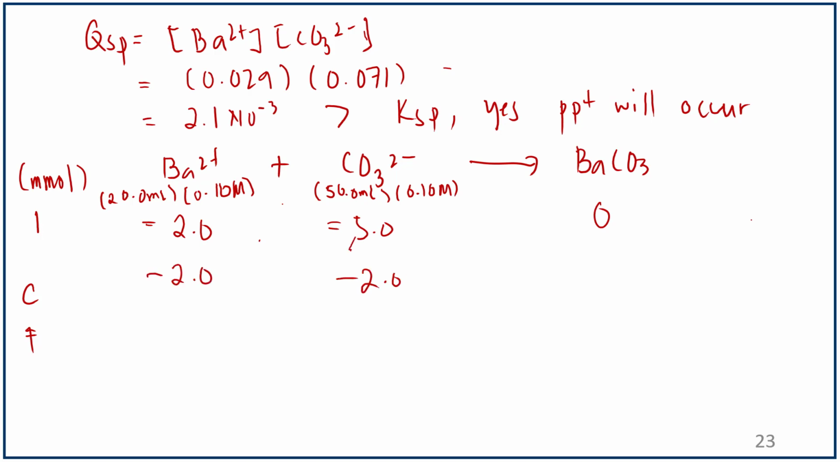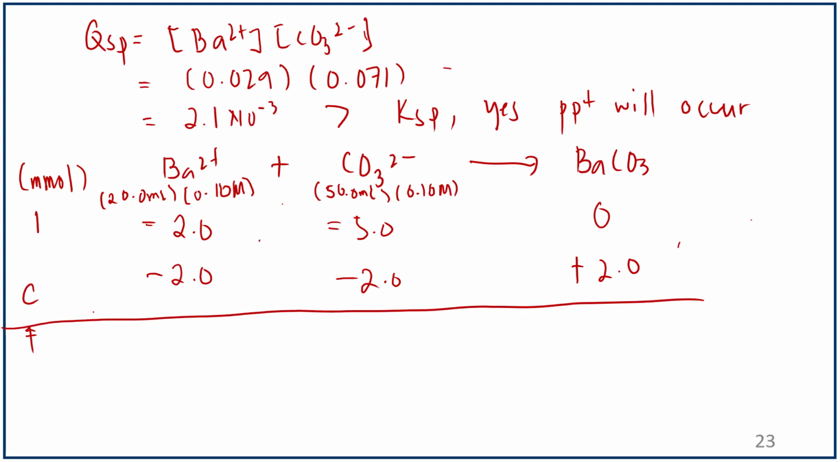Okay, the limiting reagent therefore is barium carbonate. This should be plus 2. So at the end we get nothing of barium carbonate, we have something of carbonate. We are left over with 3. That has some ramifications, we will discuss that later, and we will end up with 2 millimoles of barium carbonate.